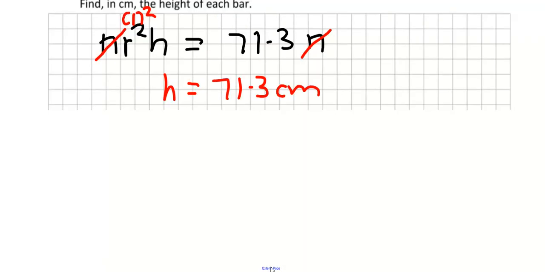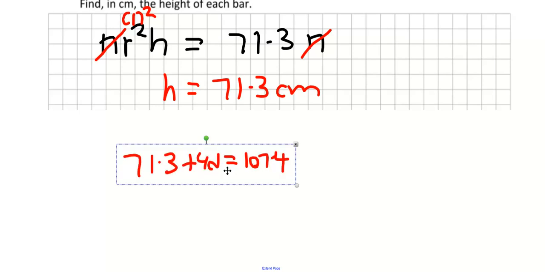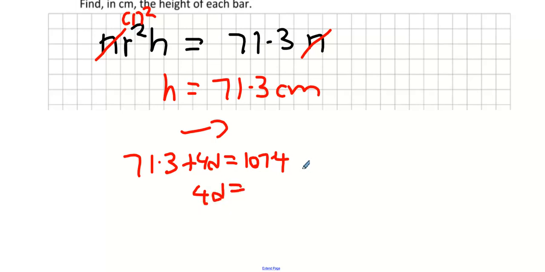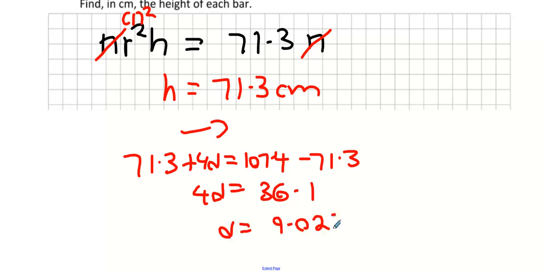Now, it does want me to find the height of each bar, so that's the one thing I have to be aware of at the end. So I'm going to do exactly what you just told me to do. Bring over 71.3 and take it away. And what do we get? 36.1 divided by 4, like you said. 9.025. Okay, I'll just leave it as that.